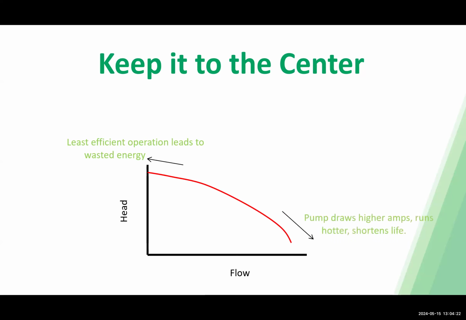Whereas if you're operating to the far right of that pump curve, that pump is going to draw higher amps, it's going to run hotter, and it's going to shorten its life. I like to equate that to running at a dead sprint. You're making a whole lot of progress, but it's not something that you can really sustain. Whereas right here in the center is going to be your best efficiency range. That's similar to going for a jog. It's something that you can maintain for a while. You're not wasting a whole lot of energy, and you're making quite a bit of progress as well. So that is why you want to stay close to the center of that pump curve.